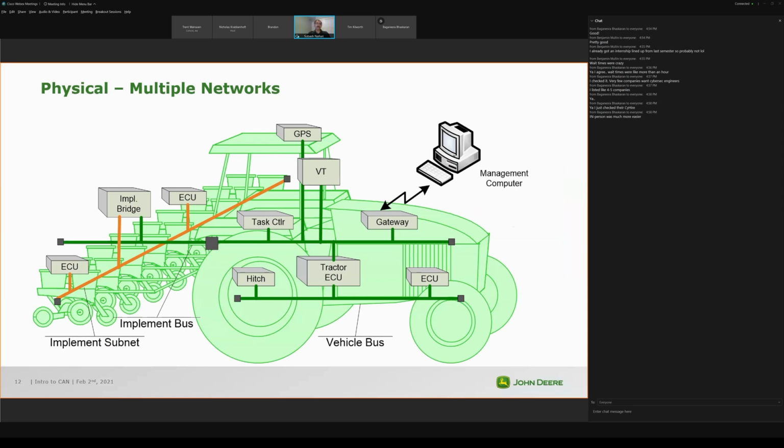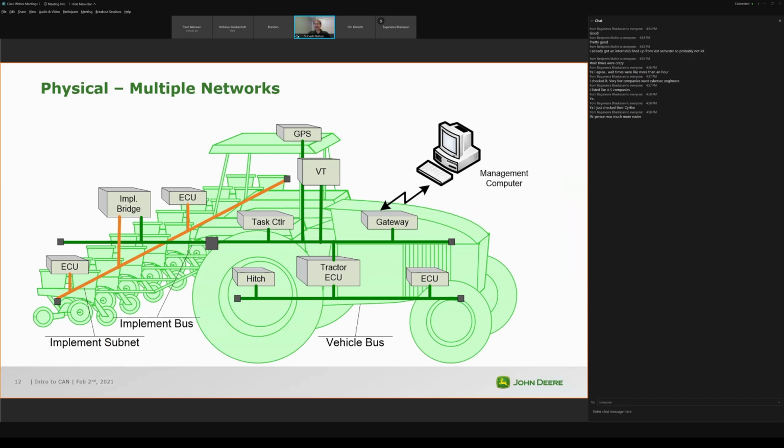And the reason behind that is you want the ECU, the transmission controller, the hitch, which are critical for tractor function, protected, whereas the implement bus is more open so that you could add and remove or move the implements or change the configuration as you need it. So it's more of an open network, the implement bus.